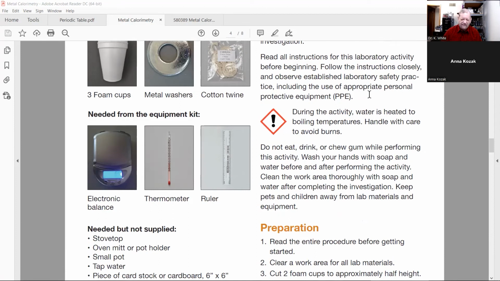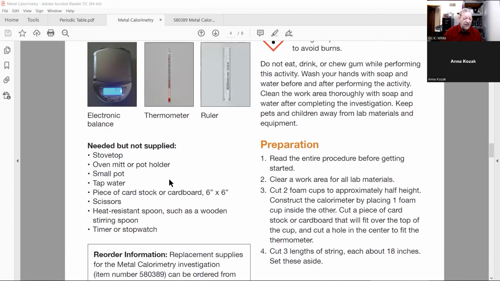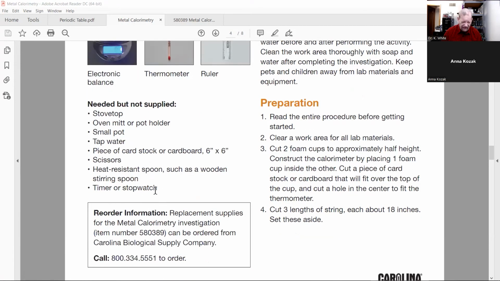So be careful. And as they say here, things you'll need is a stovetop, oven mitts, or a pot holder, small pot, tap water, cardstock, or like I did, scissors, a heat resistant spoon that could be wooden or other material, and some way to time something. All right, now in the preparation, they talk about cutting the foam cups.